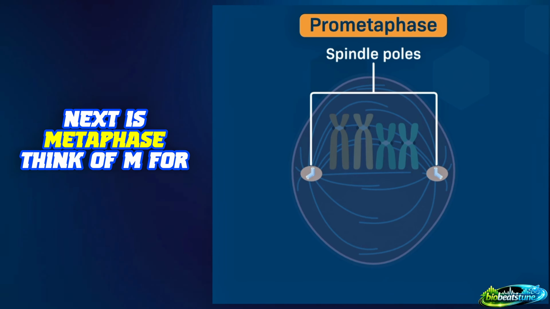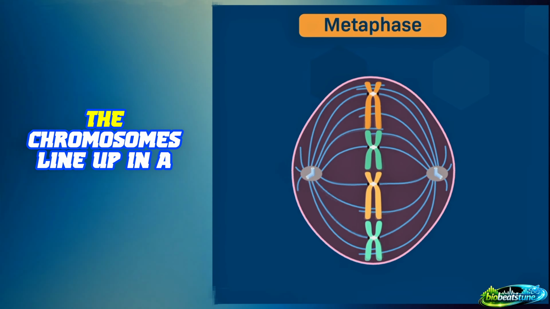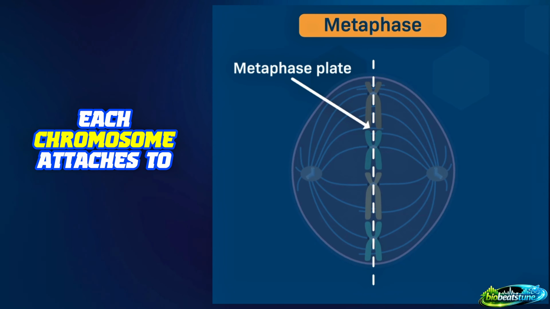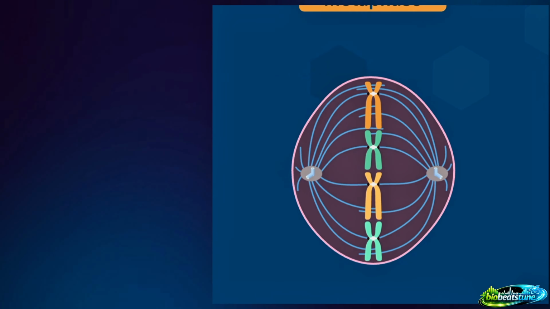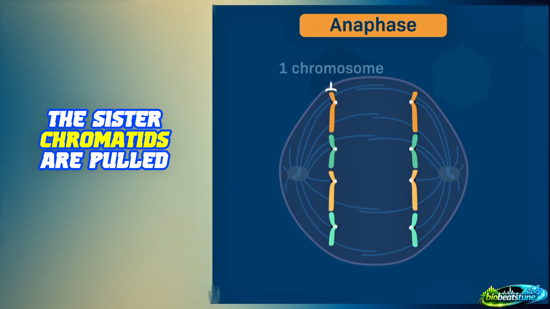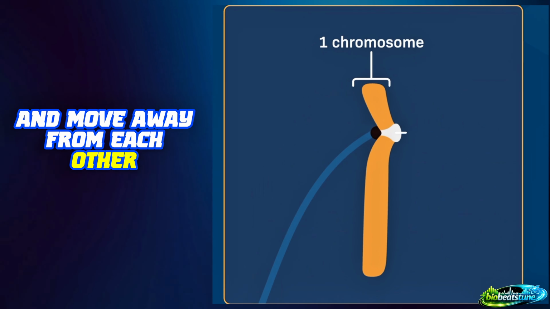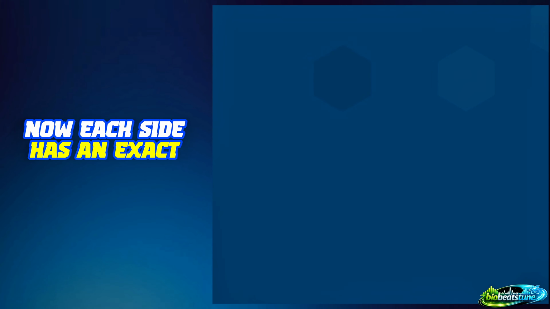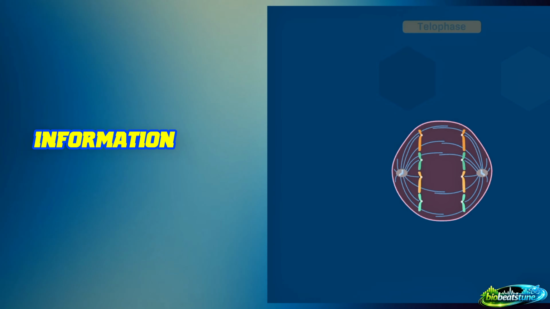Next is metaphase. Think of M for middle. The chromosomes line up in a single row right along the center of the cell. Each chromosome attaches to the spindle fibers. Then comes anaphase. Think of A for away. The sister chromatids are pulled apart and move away from each other toward opposite sides of the cell. Now each side has an exact, identical set of genetic information.